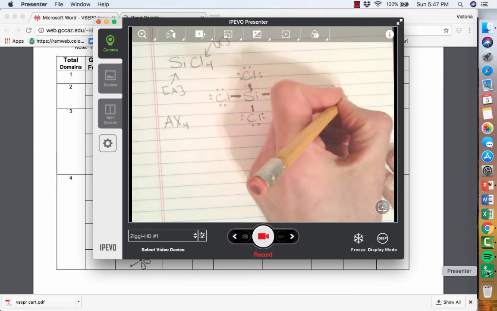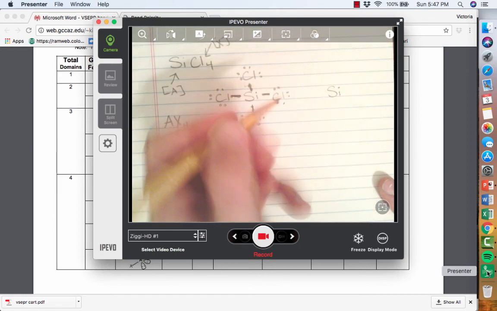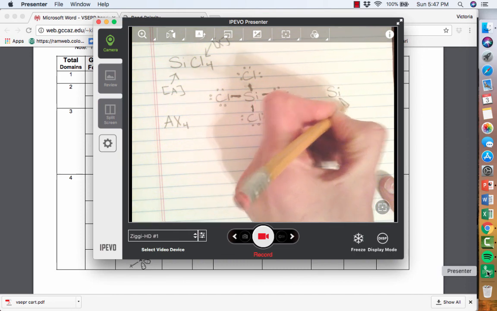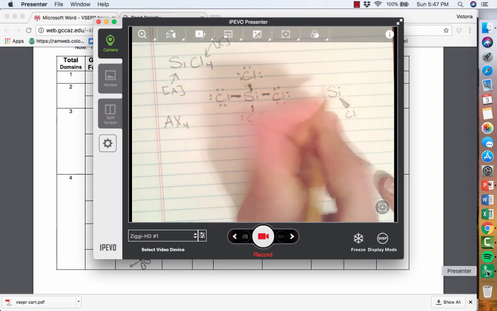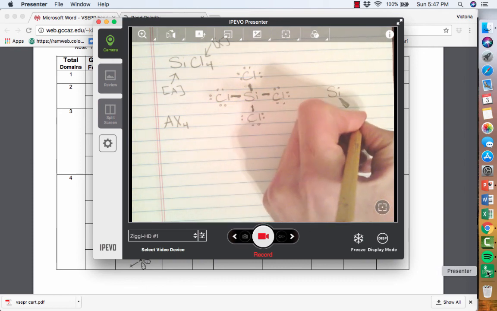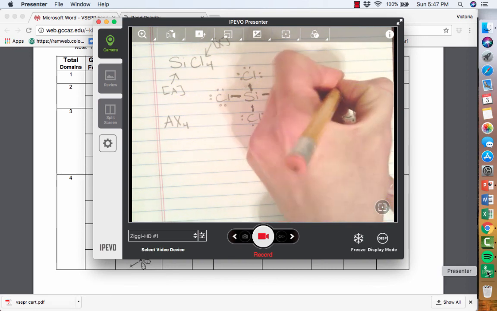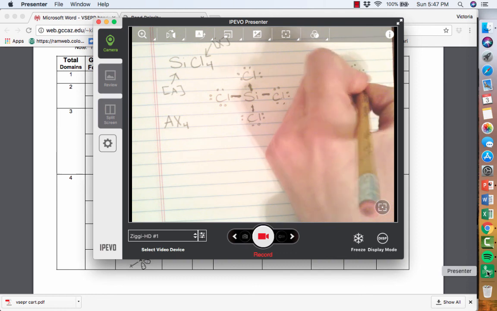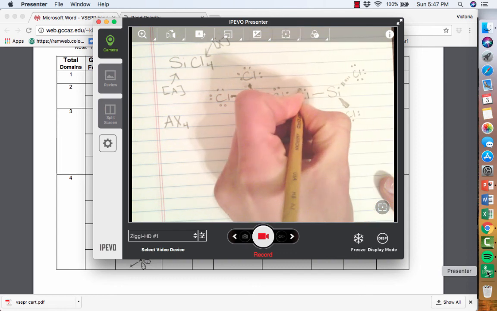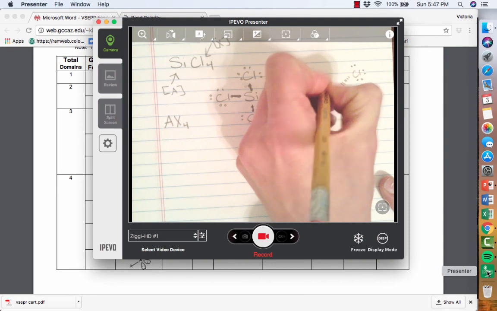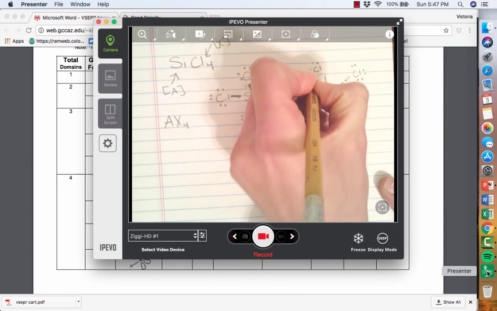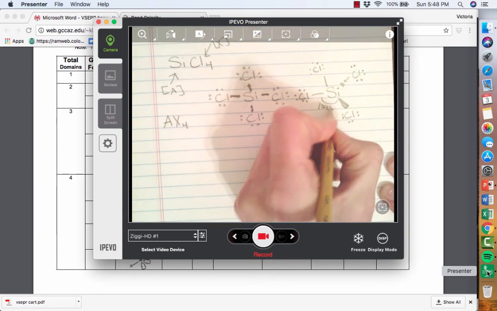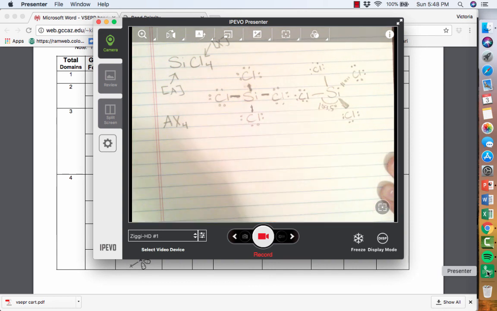So I have silicon, and what you do to show a 3D shape on a piece of paper is you draw a wedge, a colored in wedge, to show that the chlorine is coming out at you, and then a dashed line to show that a chlorine is going back. And then there's going to be a chlorine over here, and then a chlorine up here. Okay, and then the bond angles are all 109.5 degrees away from each other, all of them.